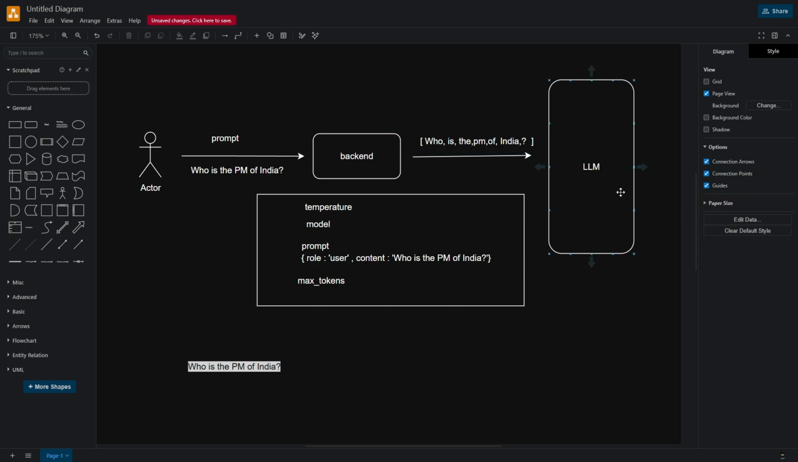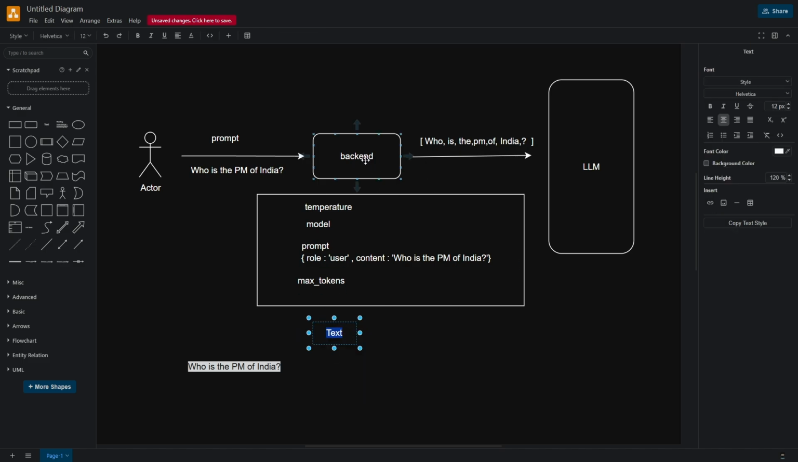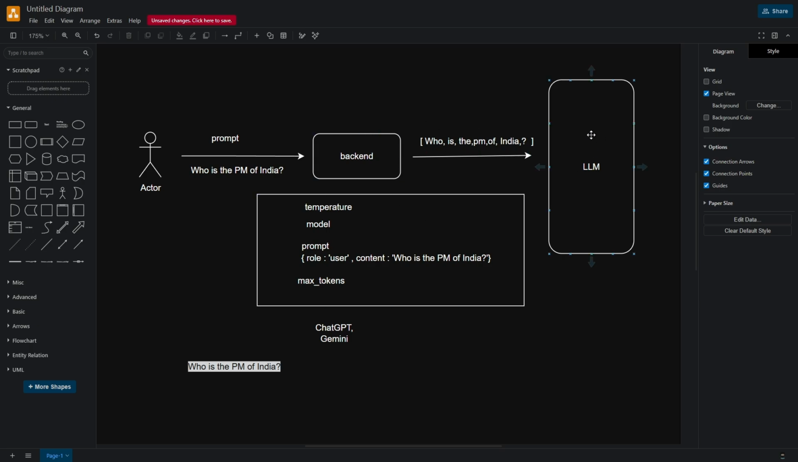Now, who will call this LLM? It will be called from the backend with the help of some driver, either the ChatGPT SDK or the Gemini SDK. We have to use an SDK provided by the LLM, and using that SDK we need to call the LLM with these concepts: temperature, model, prompt, max tokens. Along with this, there are many other things that we need to configure.